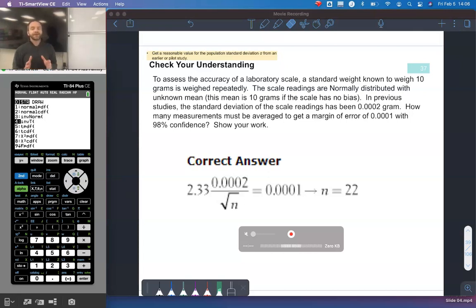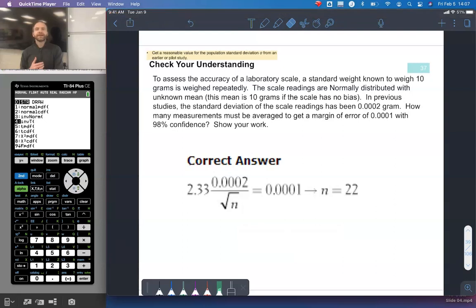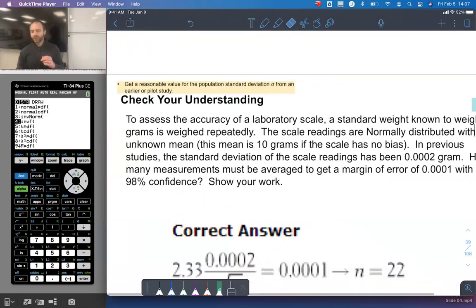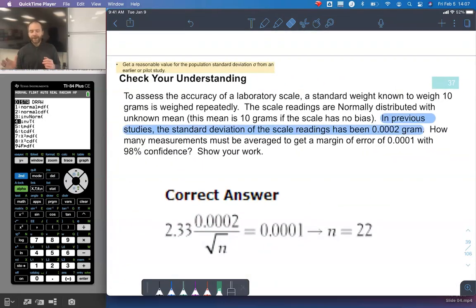So in this case, here's what I want you to get. Notice we did not know our population standard deviation, and that's something important to keep in mind. What we're going to do is use information from a previous study. So if I'm going to mark this when I read it, I'm going to highlight that in a previous study. Though our population standard deviation was not known, a previous study told me, hey, it was 0.0002 grams. And since our sigma is unknown, we're going to use a reasonable value from the previous study to help us out.